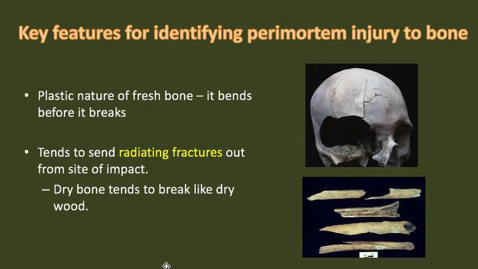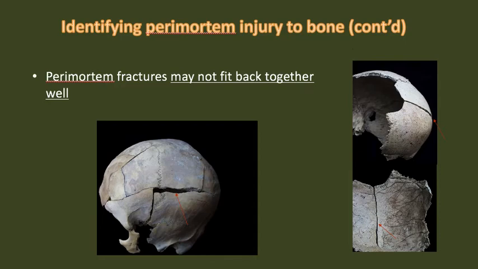So you tend to see, as it says here, radiating fractures out from the site of impact. Basically, fresh bone doesn't fracture in the same way that dry bone does. Again, you might have pieces in a skull fracture, for example, here, where the pieces don't fit back together well, because again, you have warping before the actual fracture occurs.